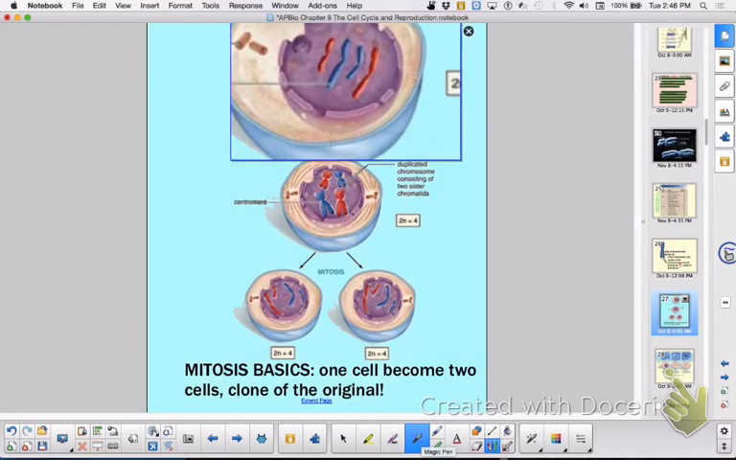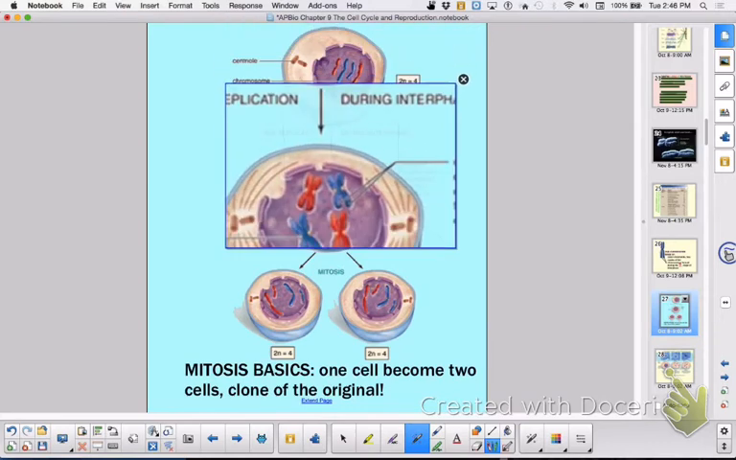How many? Four. So every daughter cell we make is going to have how many chromosomes in it? Four. Okay? Because it's a clone. You make an exact copy of that original cell. So every one of those is going to duplicate, and that's what we're seeing here.